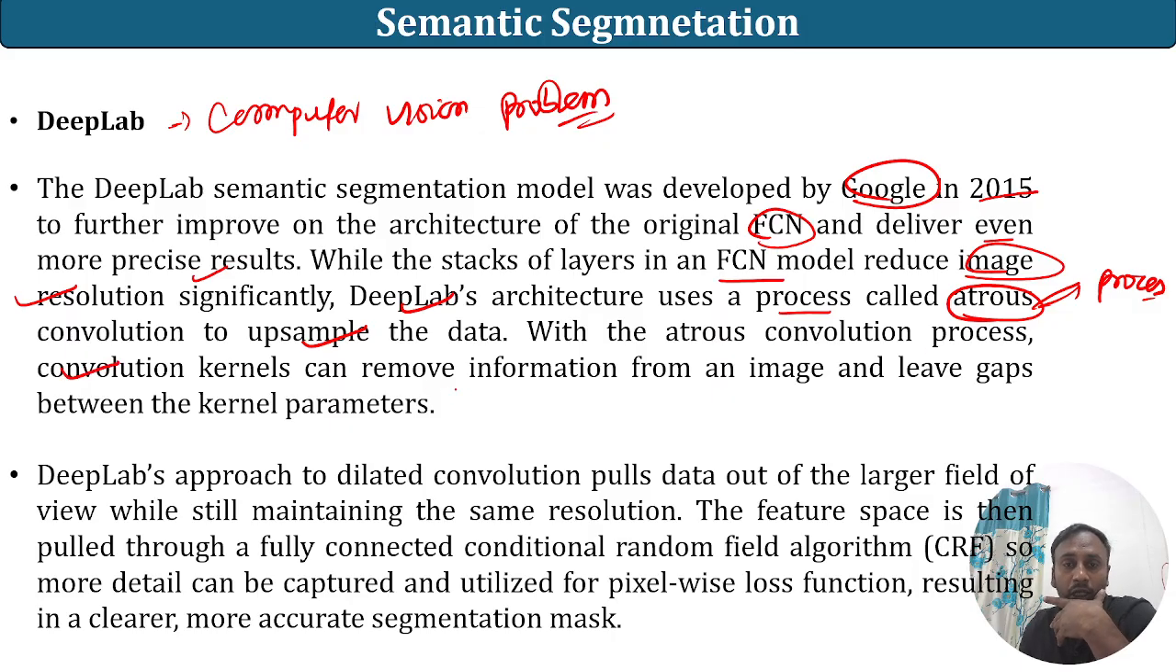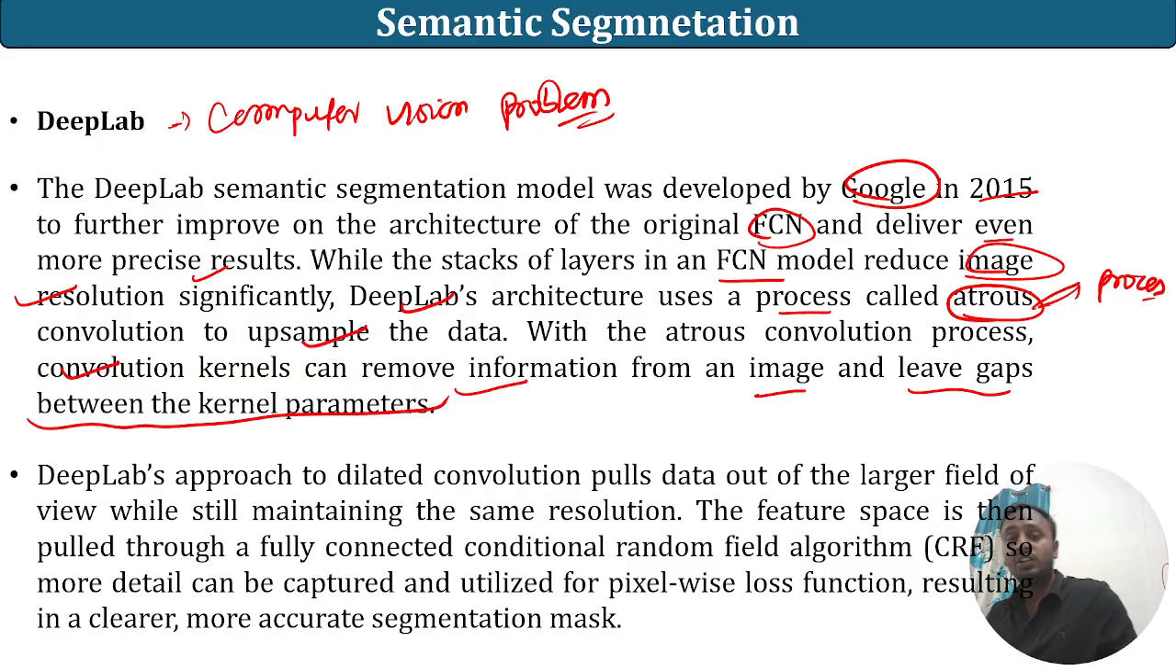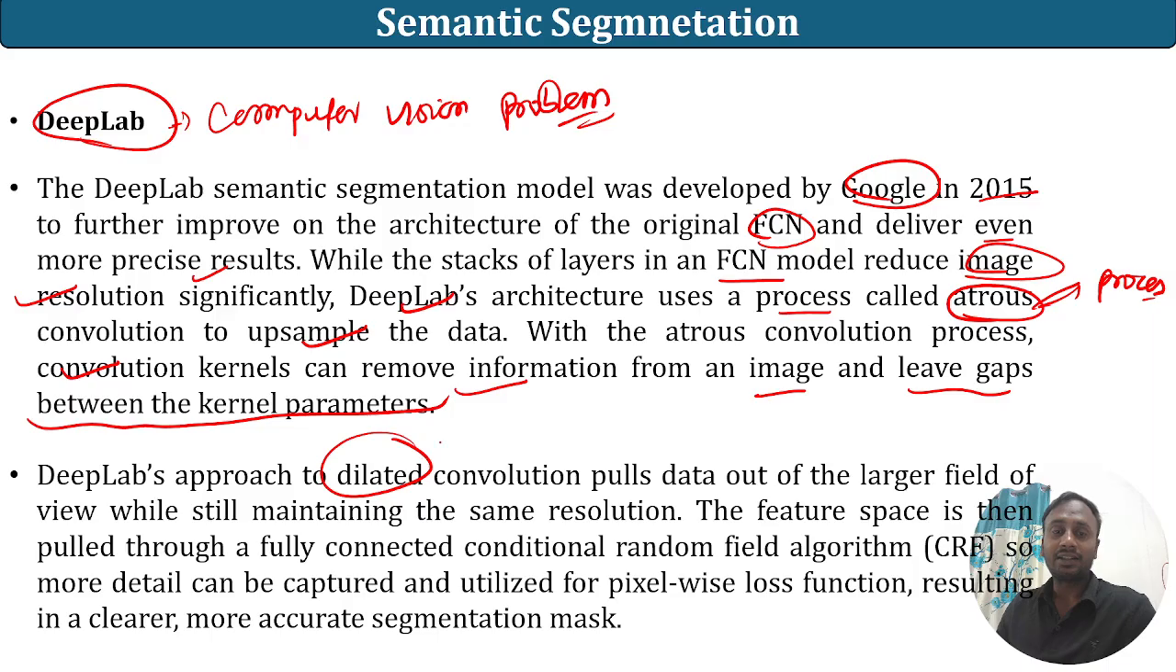A conventional kernel can remove information from an image and leave gaps between the kernel and parameters. Let's say sometimes we don't have some info, so it leaves that info out. So DeepLab uses one process called atrous so that upsampling will be done, even though some information from the image between the kernel and parameters can be removed. How? DeepLab uses a dilation process. Dilation is something we all know, where we dilute the second layer, third layer, or fourth layer and so on.